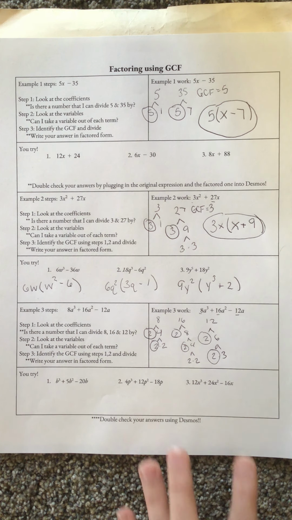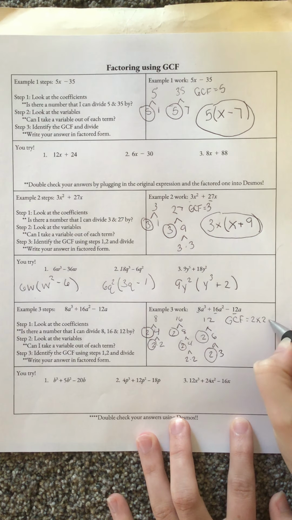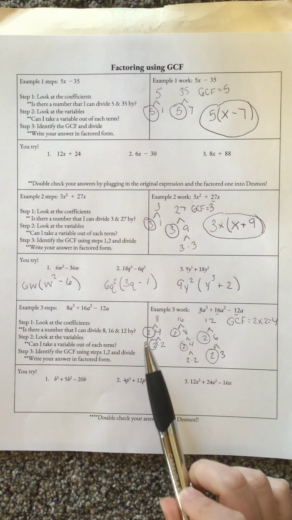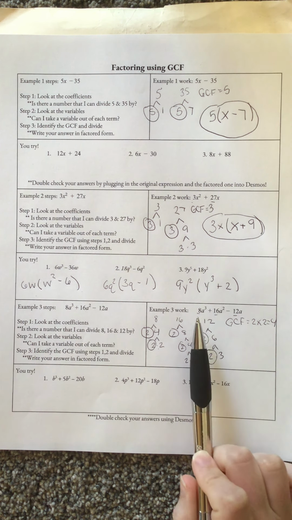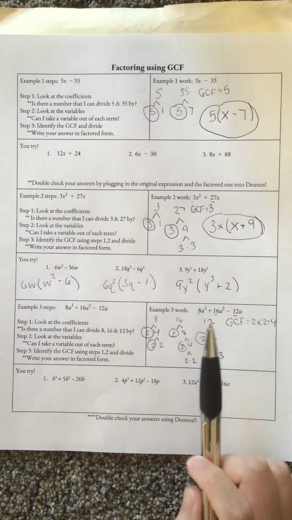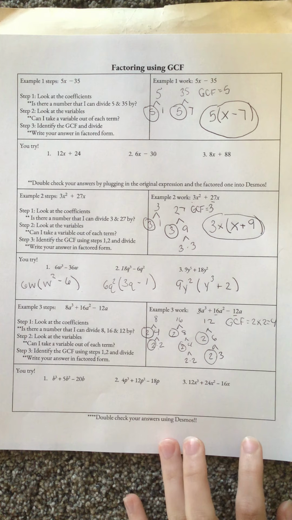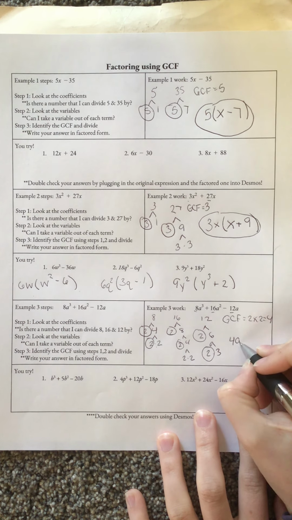So our GCF here is 2 times 2, which is 4. Okay? Because each of them had 2 in our factor tree. Now we're going to look at the variables. Since each term has at least one a, we know that we can pull out one a from each one. So when we do that in our step 3, we know our GCF is 4a.